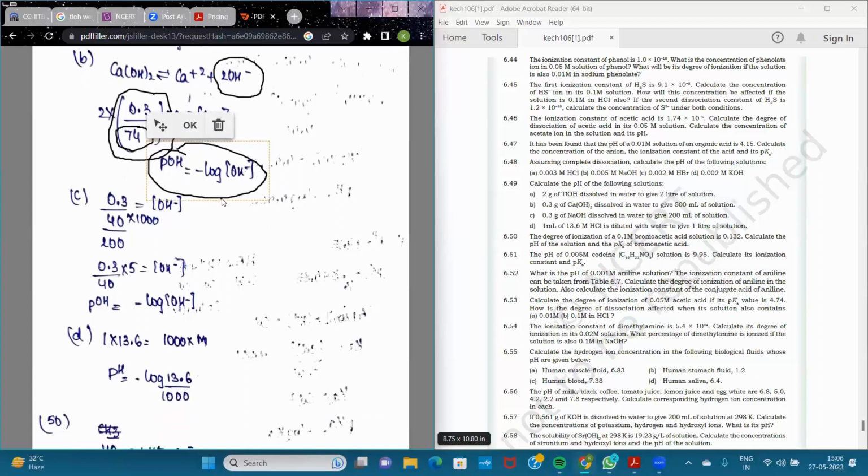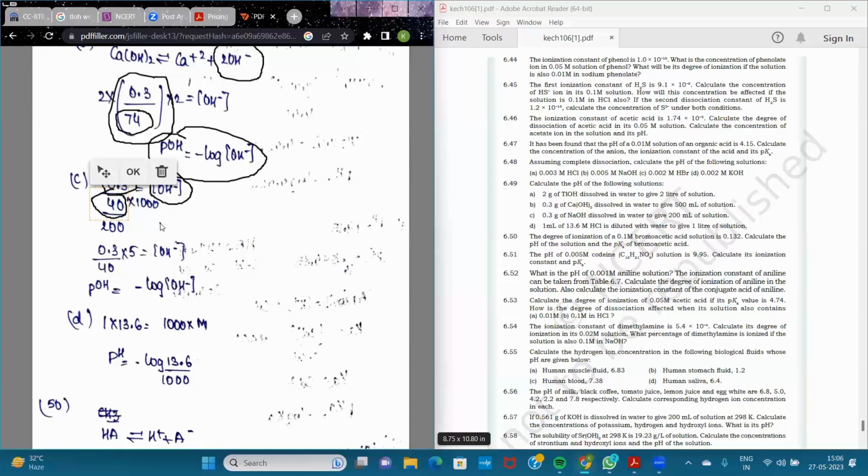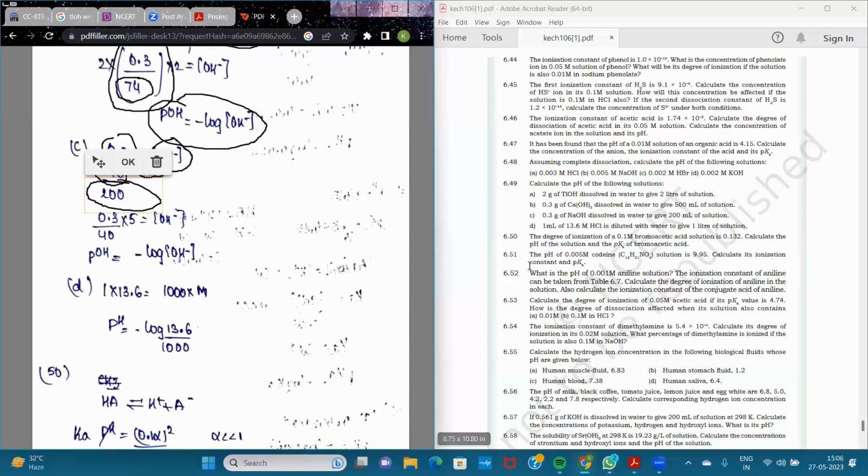It's done. And then C part, NaOH is a strong base, so the concentration of OH- is the same as the concentration of NaOH. So you need to find the concentration of NaOH first, that is 0.3 grams by the molecular weight of NaOH by volume, which is 200 ml into 1000. 1000 here we are using because molar concentration, number of moles, is per unit liter, not per ml. So we need to convert this ml into liter. So we'll have to multiply 1000 in the numerator.